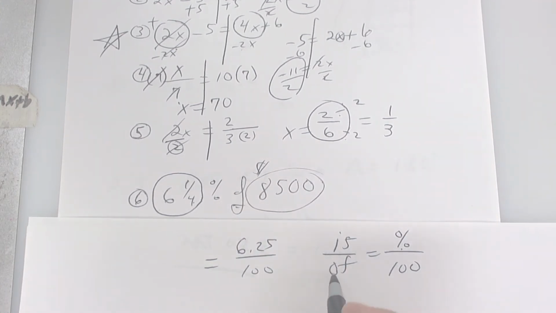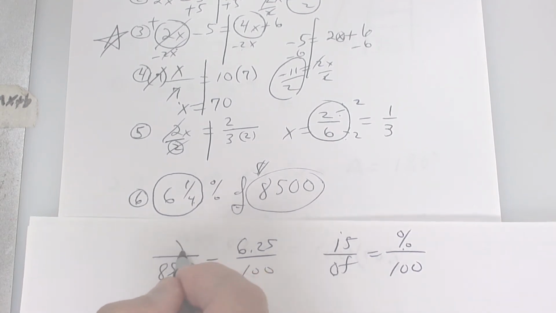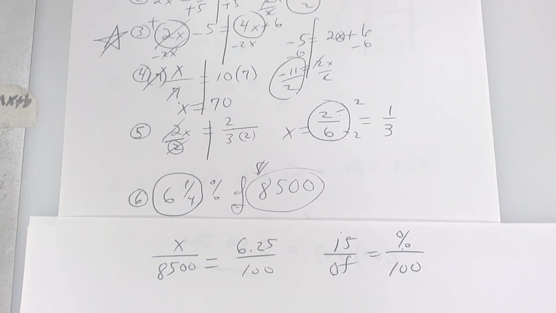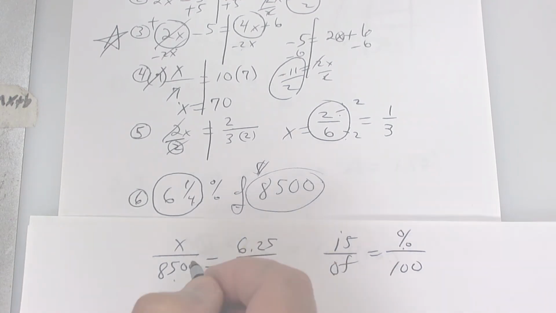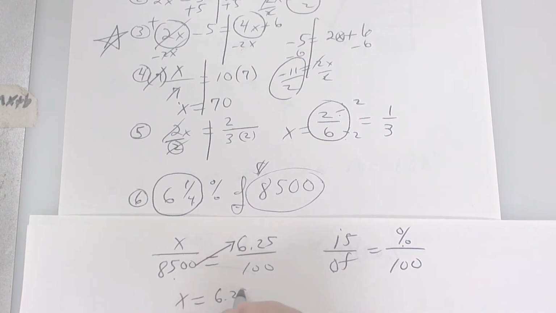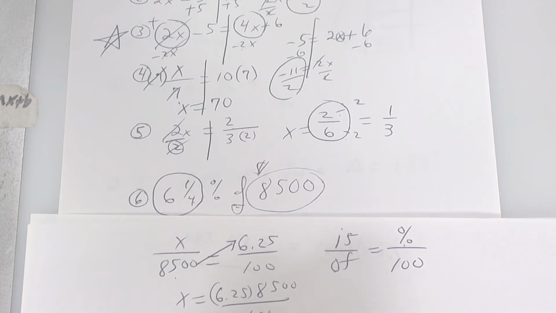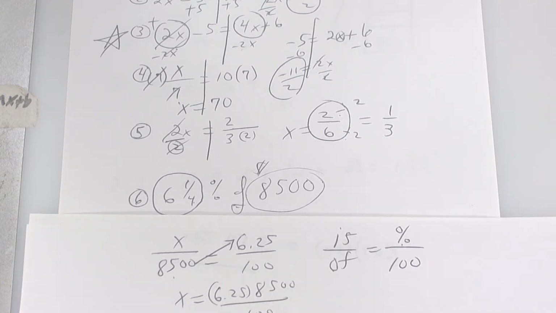So that goes down here, so 8,500. We're looking for the is, so put an X right there. I'm dividing by 8,500, so I want to just multiply. So it's going to be x equals 6.25 times 8,500 divided by 100. Okay, that's the way you do it with the formula.